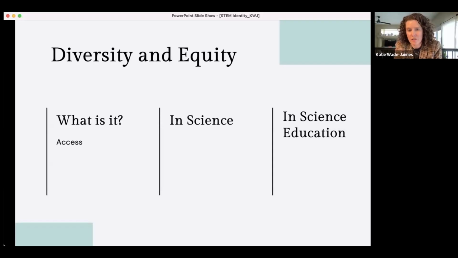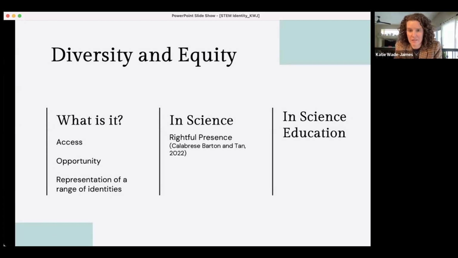So first of all, diversity and equity, buzzwords, we're hearing them a lot, especially lately with the current political landscape. So what is it? What do we mean? Sometimes we mean access. Sometimes we mean who is able to access certain resources, certain opportunities, things like that. Opportunity, like I just said, who has the opportunity to participate in science or STEM? What does that look like? And I also like to think of it in terms of what are the types of identities that are available. And when we think specifically about science, and we're going to look at this in more detail, what are the types of identities that are available within science?